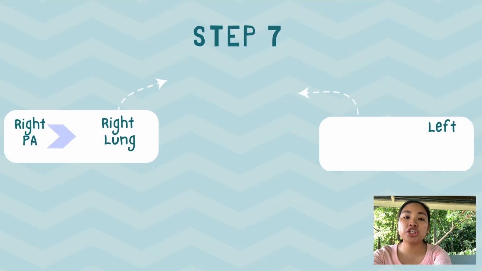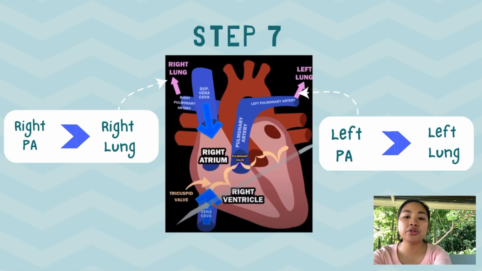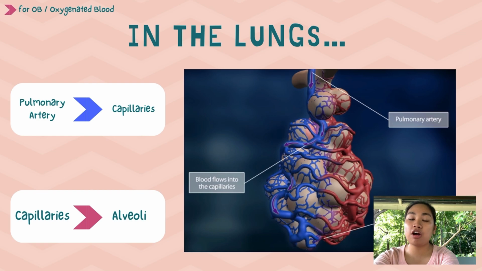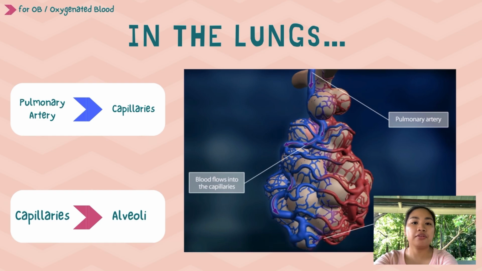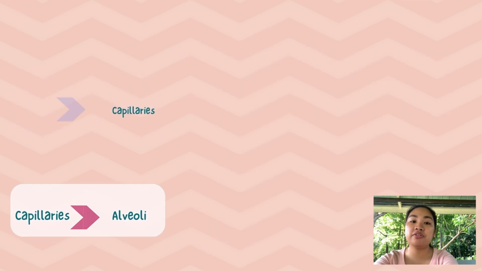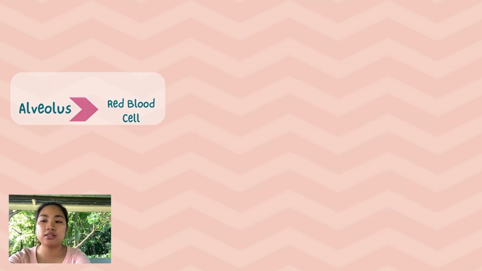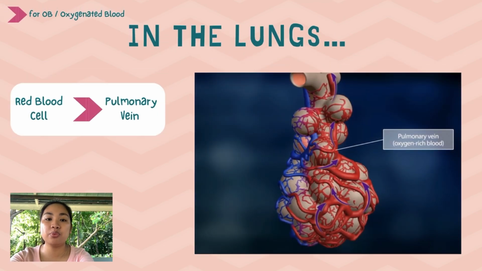Then, your oxygen-poor blood will flow through your pulmonary artery going to your lungs. Inside the lungs, the blood coming from the pulmonary artery will enter your capillaries. The capillaries enclose your alveoli, where the gas exchange happens. Now it is time for the alveolus to do its work and produce oxygen-rich blood in the form of your red blood cells. And then your red blood cells will be traveling to the pulmonary vein.